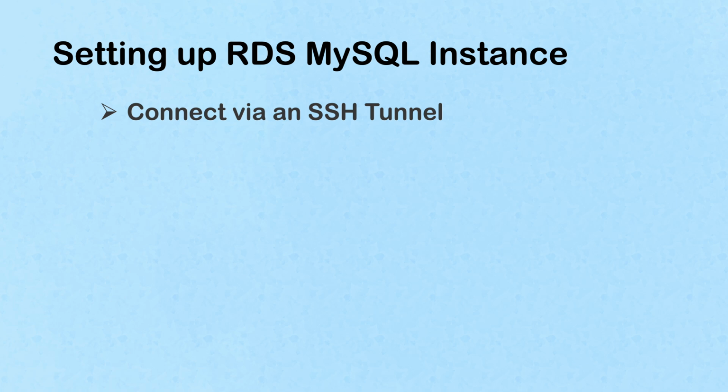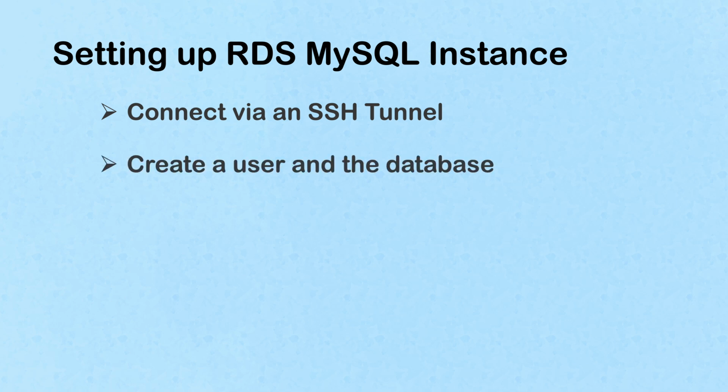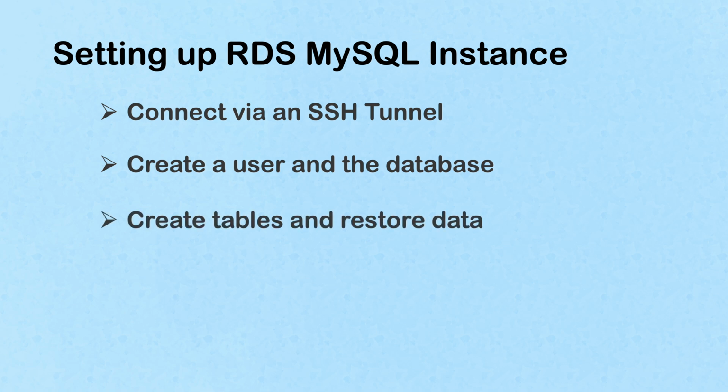To manage and populate the database, we'll need to establish an SSH tunnel to access the RDS instance via MySQL Workbench. Once connected as the admin user, we'll create a new user, database, and grant necessary privileges. Finally, we'll log in as the new user to create tables and import data as required.